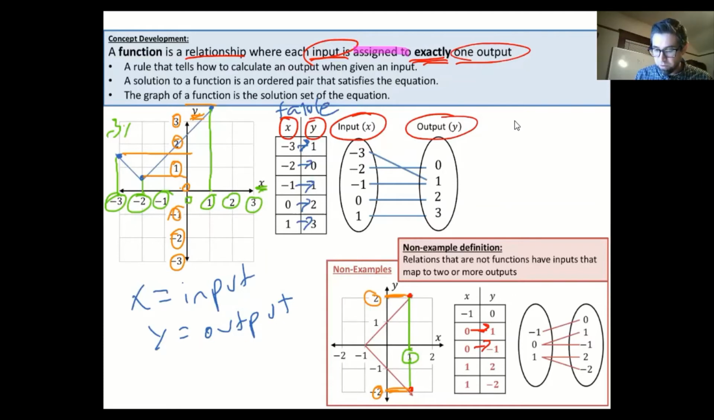If we look even farther, the input 1 is assigned to 2, and the input 1, this one right here, is also 1, is assigned to -2. So again, we cannot have this same input being assigned to two different outputs. That would be like me being in two places at once. I can't be assigned to two different places.